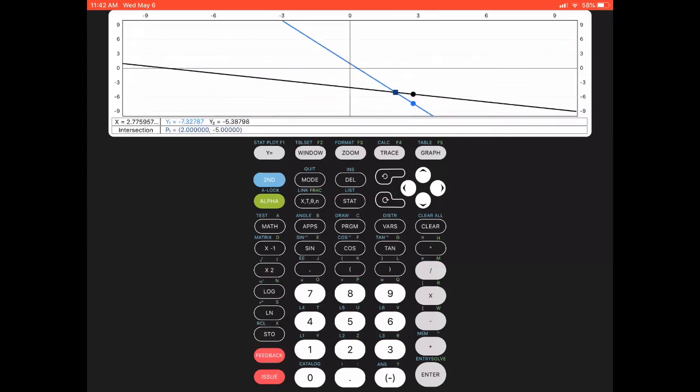And then it tells me they intersect, notice where it says intersection P equals 2, negative 5. That's another way to find where they intersect.